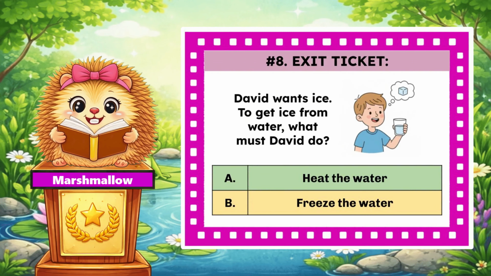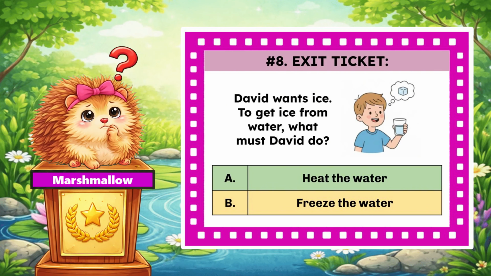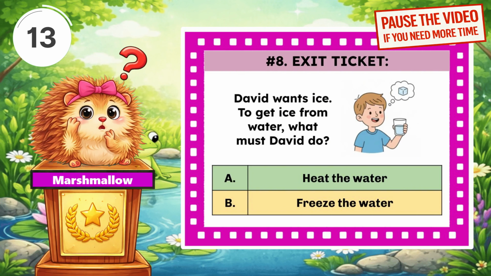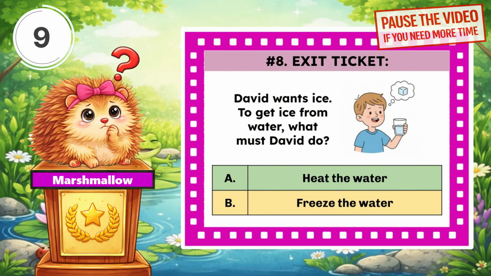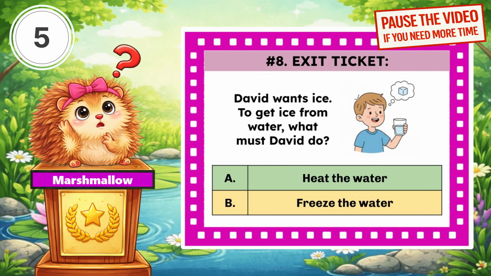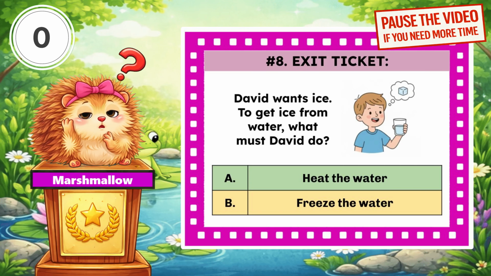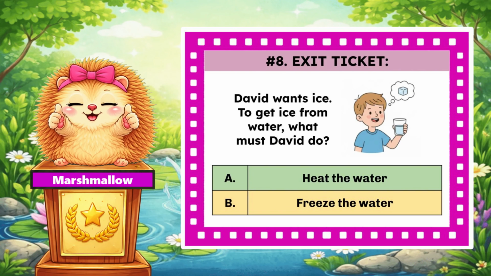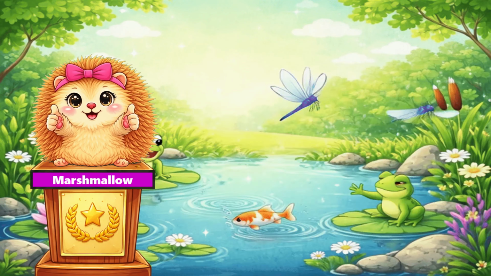David wants ice. To get ice from water, what must David do? And the correct answer is letter B, freeze the water.